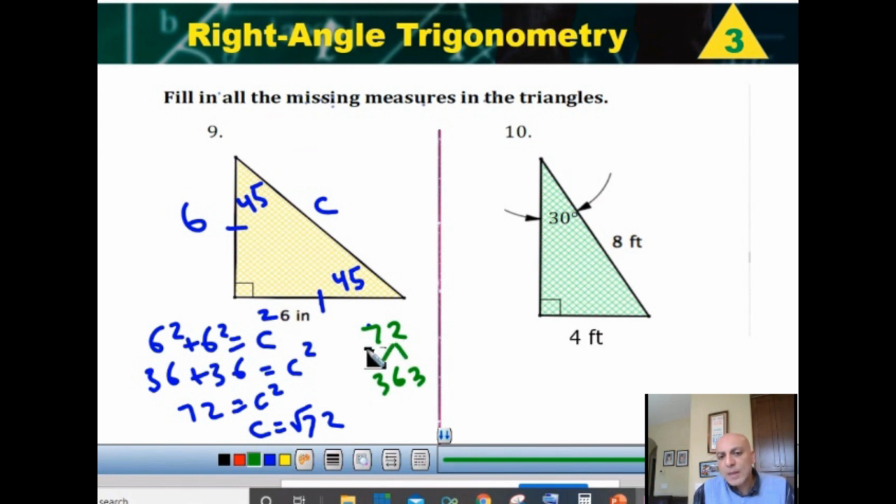And now I take the square root of that. So square root of 36 is 6. Square root of 2 is square root of 2. So this is going to end up with 6 square root of 2. So my hypotenuse here is 6 square root of 2. Okay, I believe all of us know this by now.